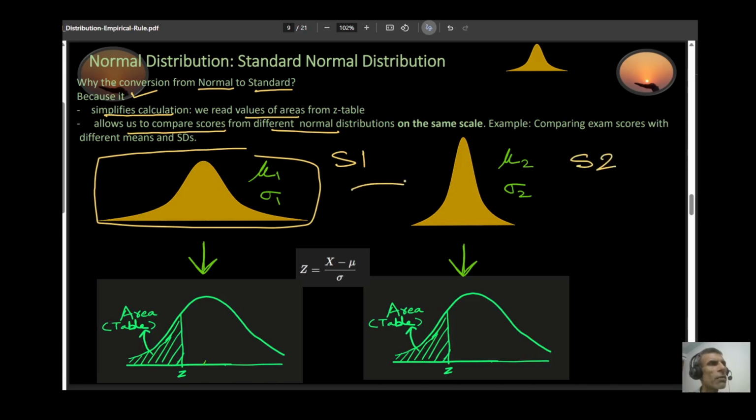So it can be a little bit hard to compare this from this, right? Because your mean could be different, your standard deviation could be different. Same thing with this school, your mean and standard deviation could be different. So it can be hard. But by converting them to a standard normal distribution, both of the schools, now you have scaled them down. Now you can actually compare these two distributions.